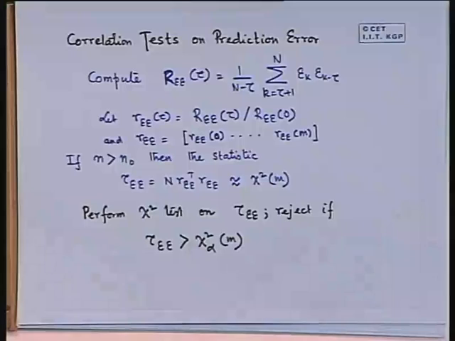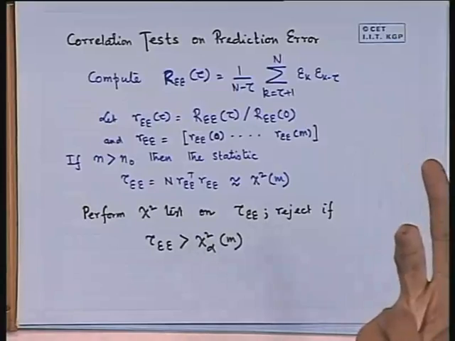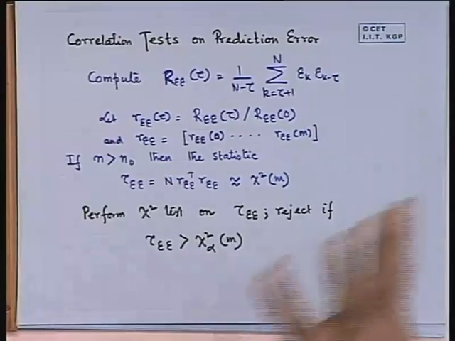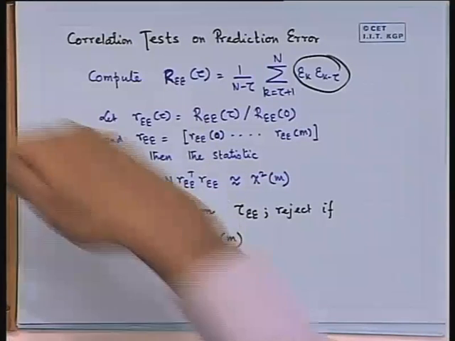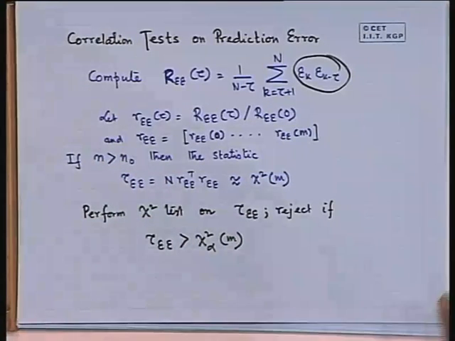Next is correlation tests on prediction error. Why? Because we know that prediction errors are supposed to be white. If you have taken out all information related to input, and assuming that noise processes are generally of white nature and are not correlated with the input, and you have been able to explain the whole input, then the error will also be uncorrelated with itself, if the original noise is uncorrelated with itself, which was the assumption.